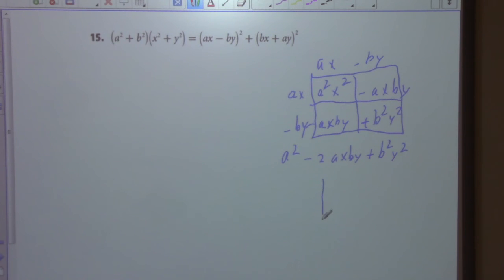And then you do the same similar thing down here for this one. You'll put bx plus ay, bx plus ay here, so you get b squared x squared here, and over here you get ax by, and ax by here too, and in the lower right you get a squared y squared.